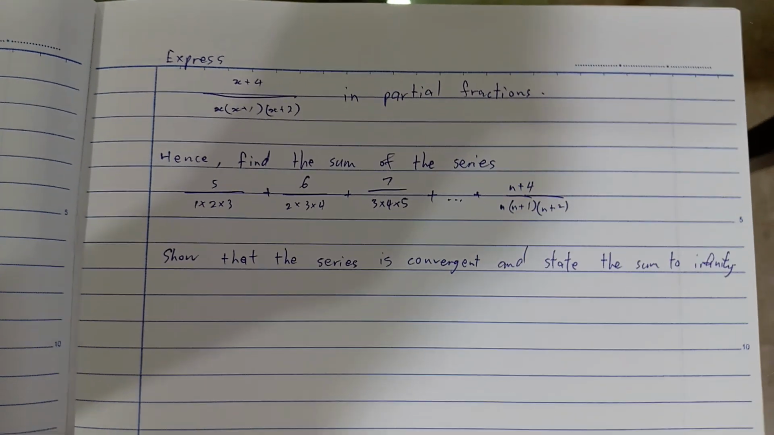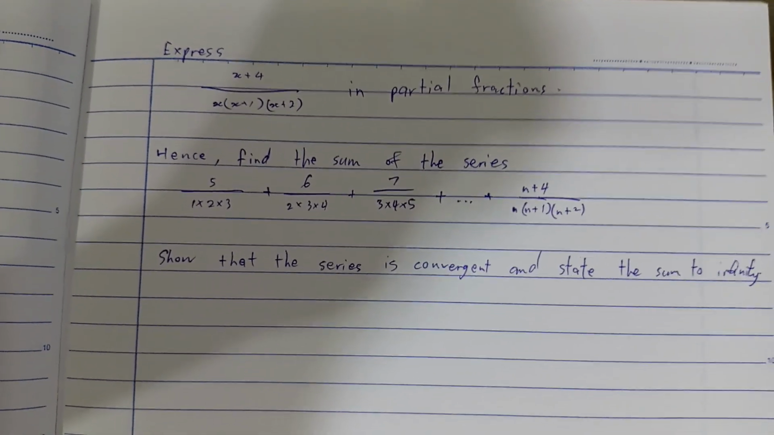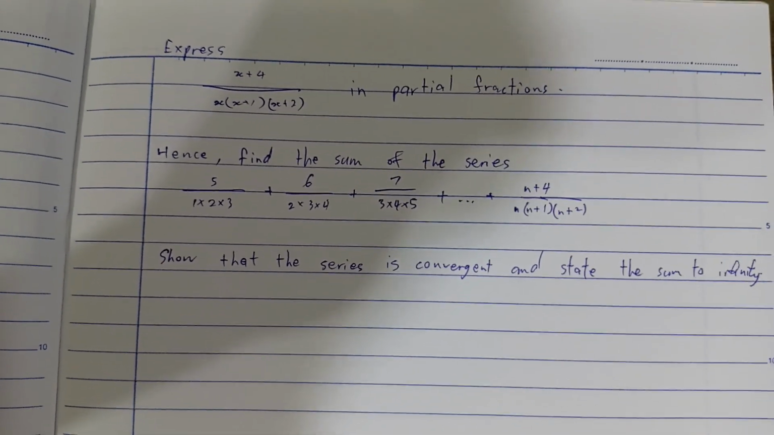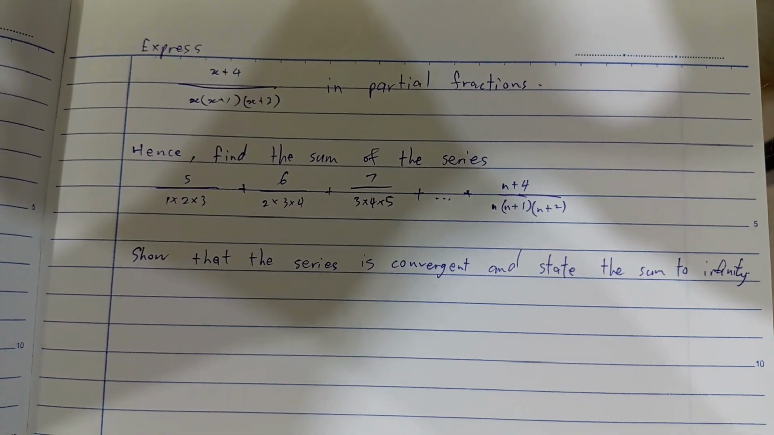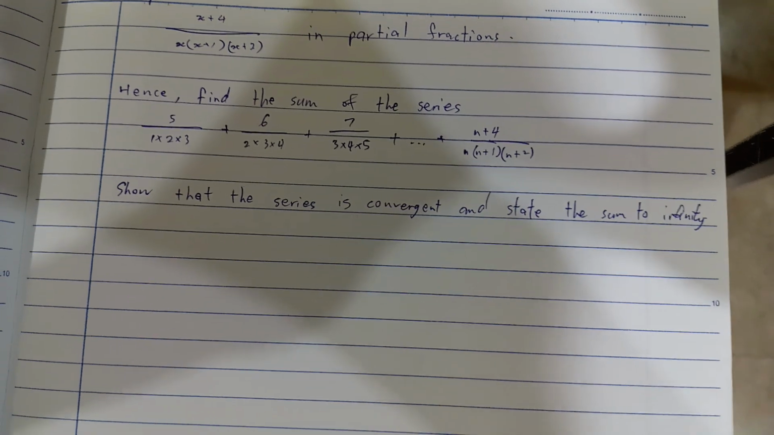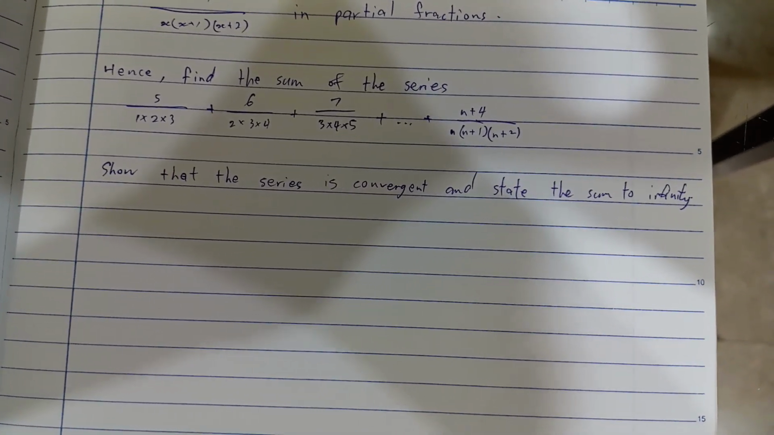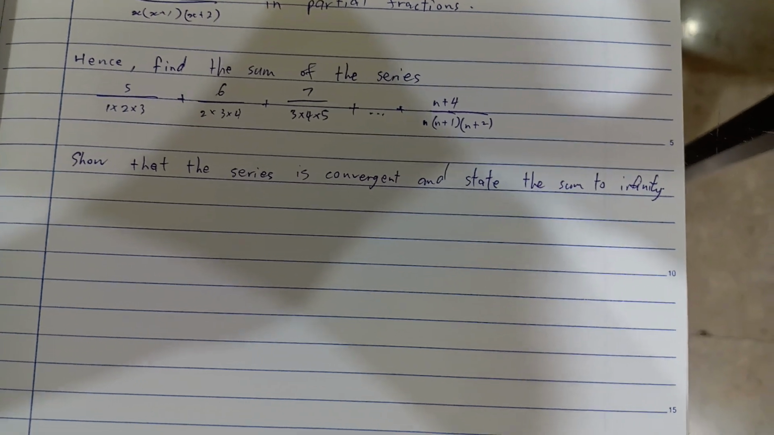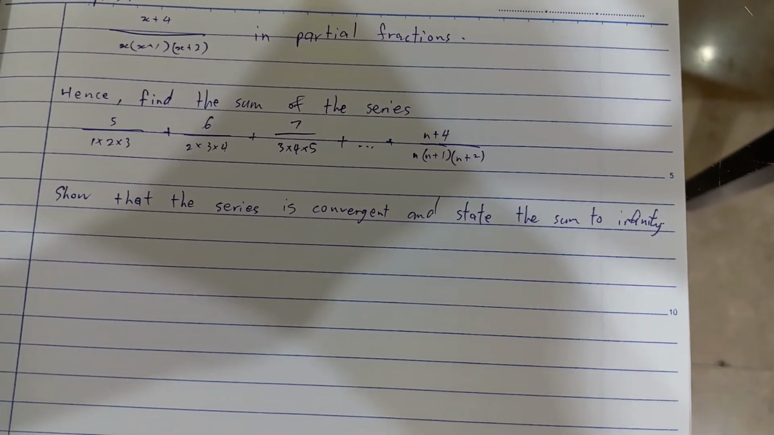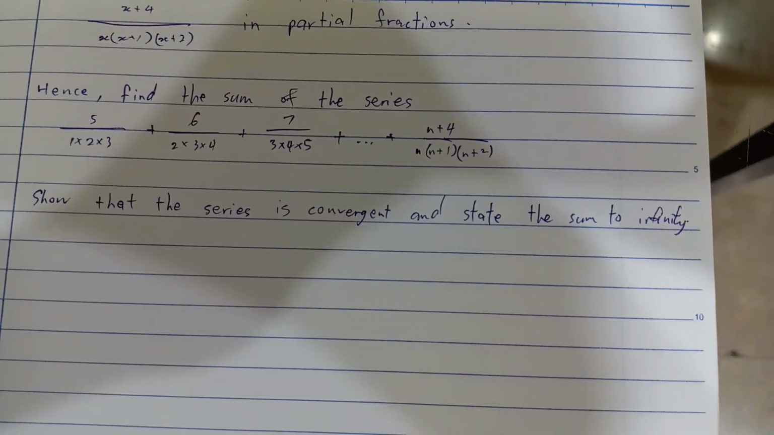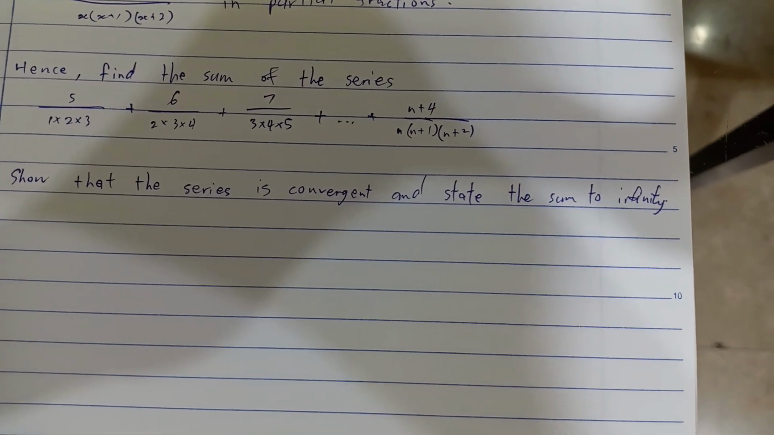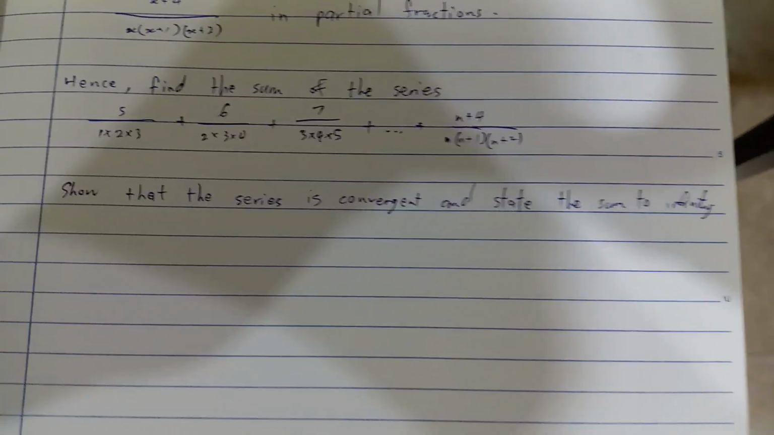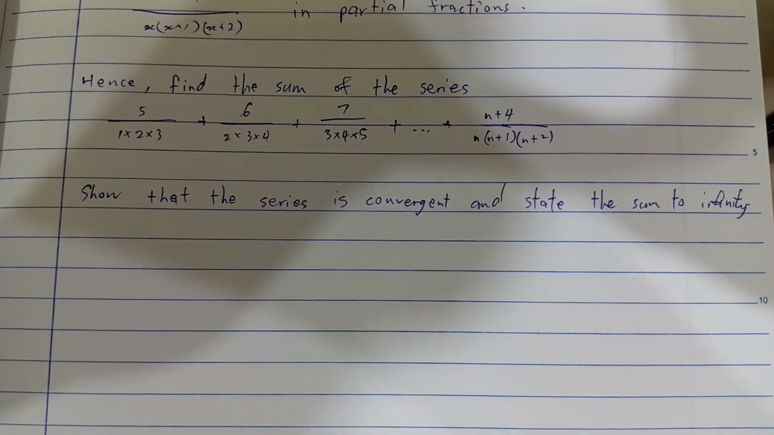You're given the question: express (x plus 4) divided by x multiplied by (x plus 1) multiplied by (x plus 2) in partial fractions. Hence, find the sum of the series 5 over 1 times 2 times 3, plus 6 divided by 2 times 3 times 4, plus 7 divided by 3 times 4 times 5, plus dot dot dot, plus (n plus 4) divided by n multiplied by (n plus 1) multiplied by (n plus 2). And you are required to show that the series is convergent and state the sum to infinity.